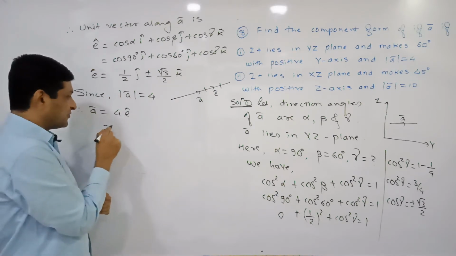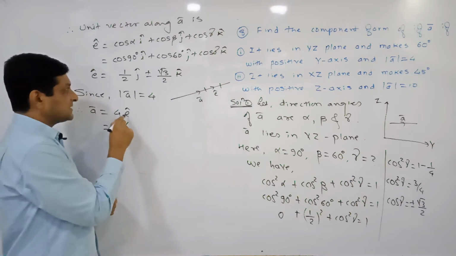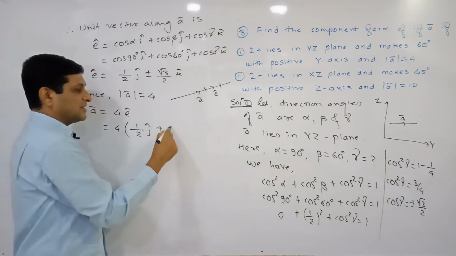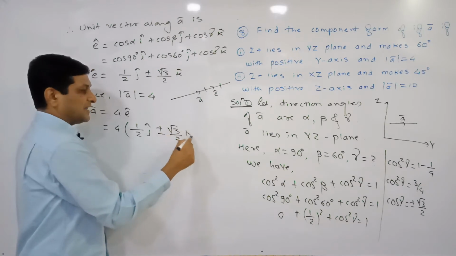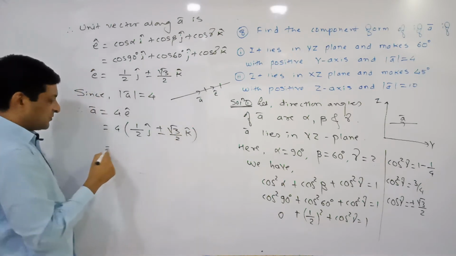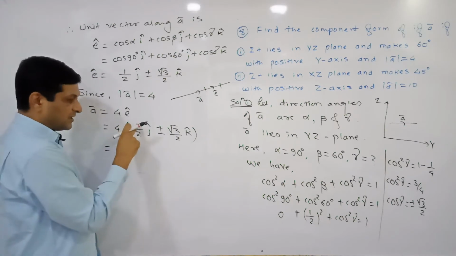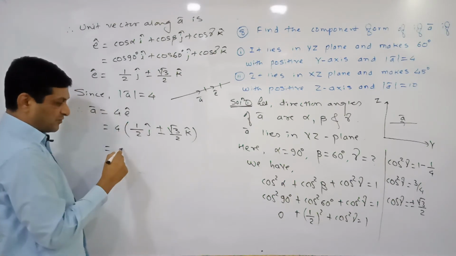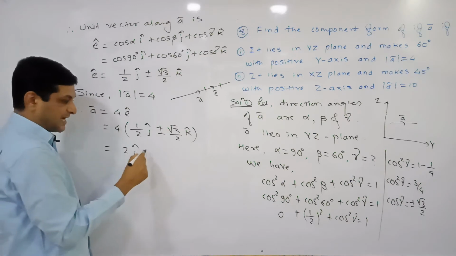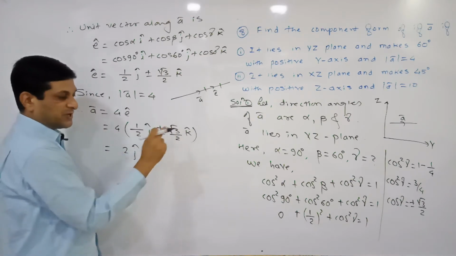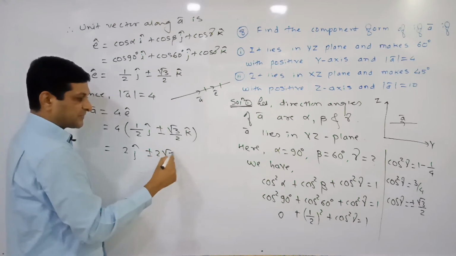So which is equal to 4, keep it as it is. Replace this E cap by the value 1 by 2 j cap plus or minus root 3 by 2 k cap. Okay, so which is equal to, now multiply by 4 to both the terms in this bracket. 4 into 1 by 2 will be 4 by 2. 4 by 2 means what? 2 j cap plus or minus. Here if you are multiplying by 4, so 4 root 3 upon 2 will be 2 root 3 k cap.